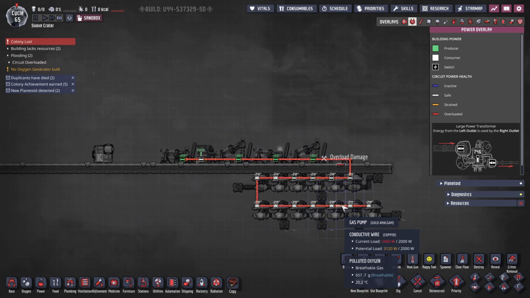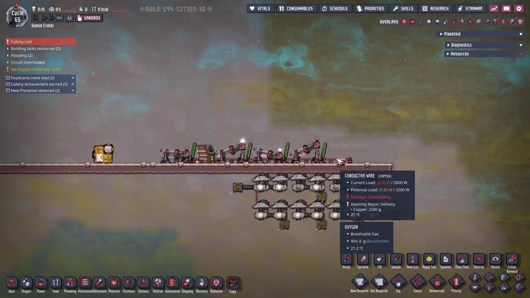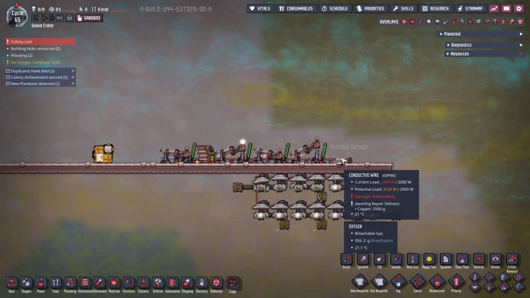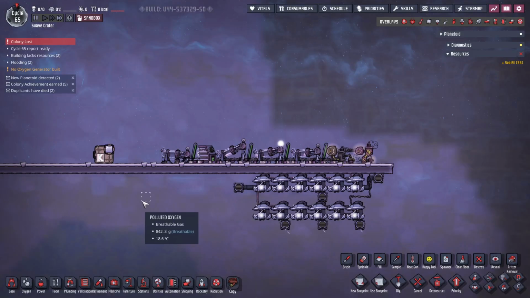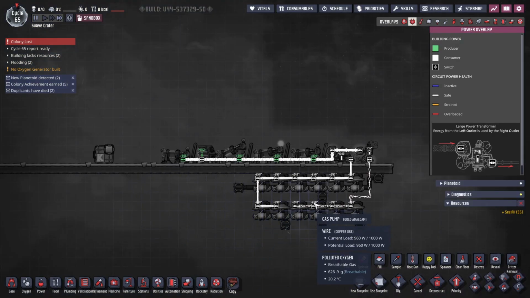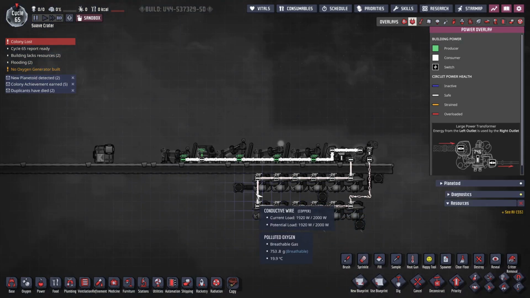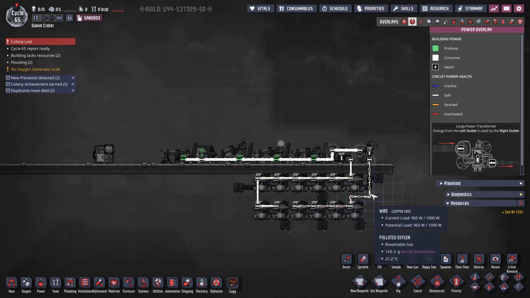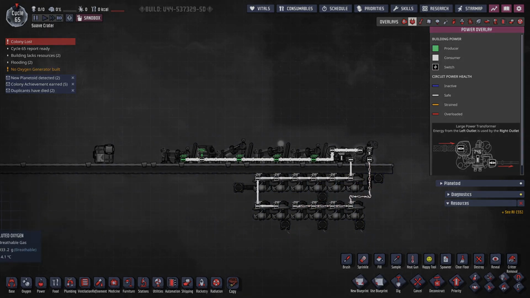We can see here it's already red and we have a potential load of 3120, and obviously the current load sometimes goes above the 2000 watts that is supported by that wire, and therefore we can see that we already have overload damage because of that. So in regards to the wires, the normal wires and the conductive wires, there's also a small difference. This conductive wire will require refined metal, whereas this normal, simpler wire will only require metal ore.